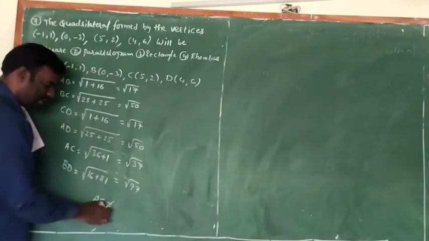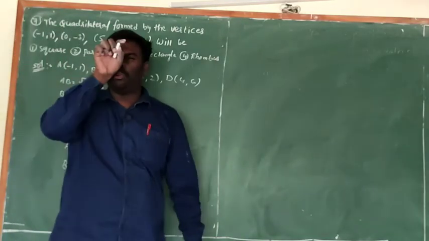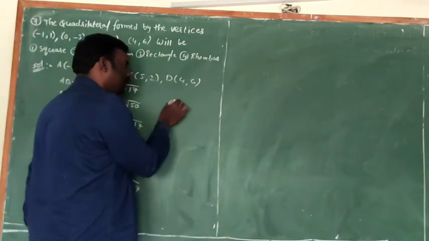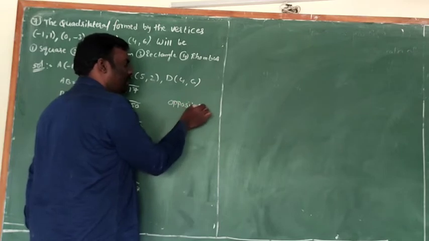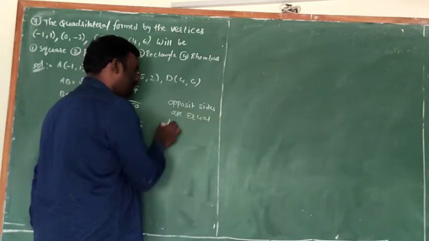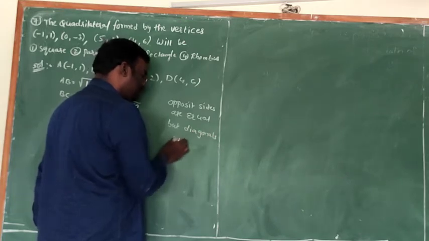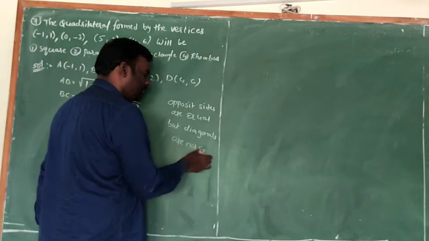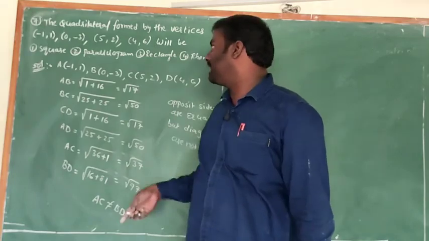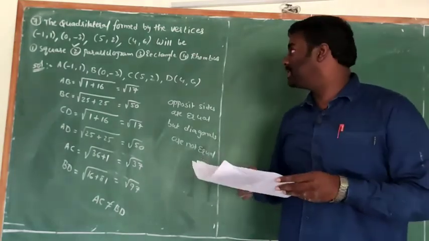Then the diagonals are not equal. Then finally what we got? Opposite sides are the same, diagonals are not the same. Opposite sides are equal, but diagonals are not equal. If opposite sides are equal and diagonals are not equal, means that is what? Answer is parallelogram. Okay, that is the 7th question.